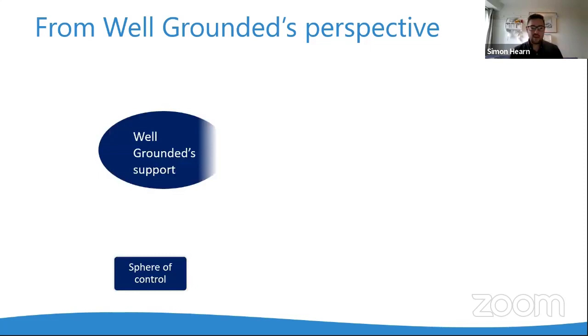So to pick up on an example, Well Grounded, one of the organizers of this conference. I was lucky enough to do some work with Well Grounded last year and got to see some of their work in the Congo Basin. And they've allowed me to use their example here. So Well Grounded are an organization that provides capacity building support.